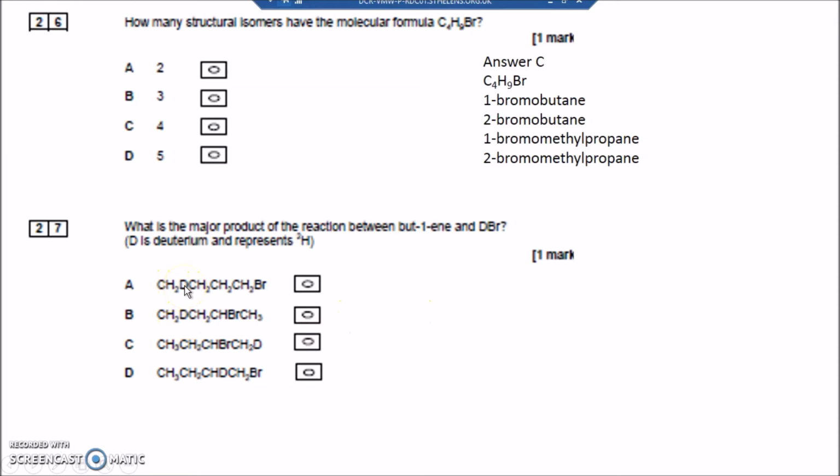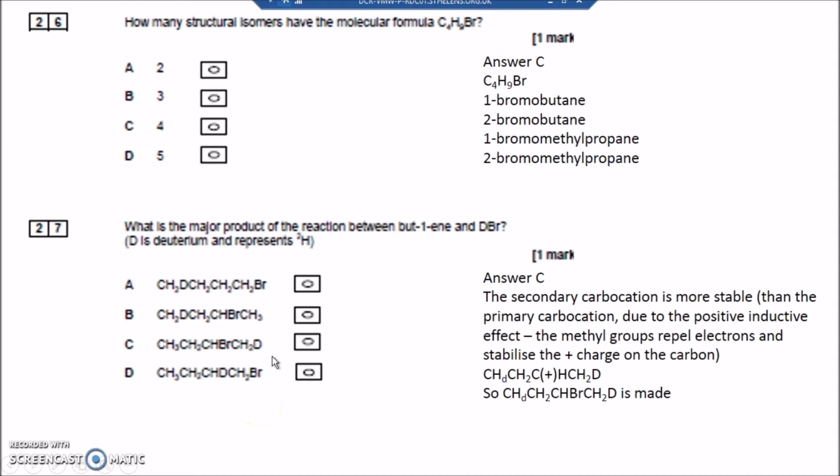That's the D on carbon number 1, the carbon on number 4, the D on carbon number 1, and the Br on number 3. Here, it's labelling from the other end, but the D is on carbon number 1 and the Br is on carbon number 2. So C is looking good. Let's just check D. Yes, D is the other way around. That's the minor product, where the Br is on carbon number 1 and the D is on carbon number 2. So your answer is C.